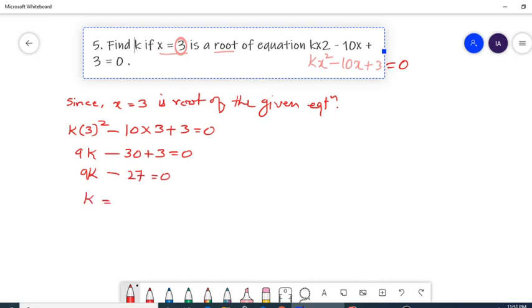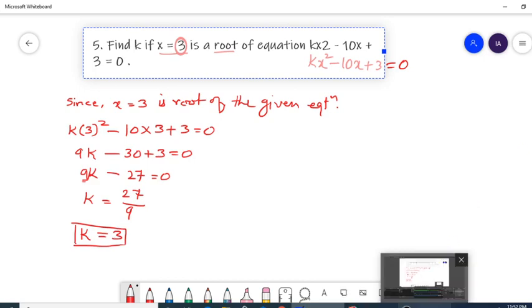This negative 27 will become plus 27 when I bring it to the right hand side, and this 9 is multiplying with k on the left hand side. So when I bring it to the right hand side, it will divide. So I'll write it in the denominator. So k is 3. This is the value of k. So this way we can find out k.